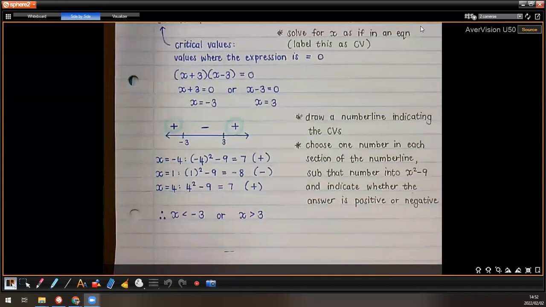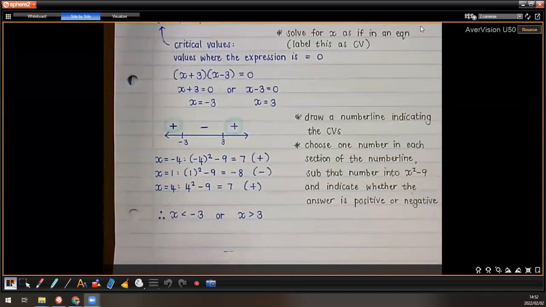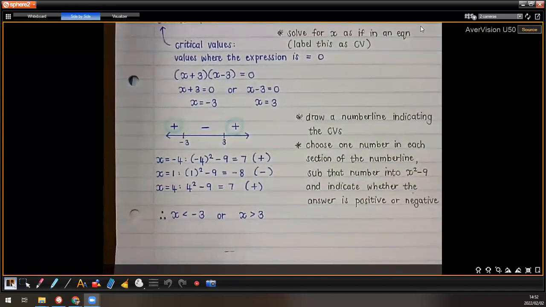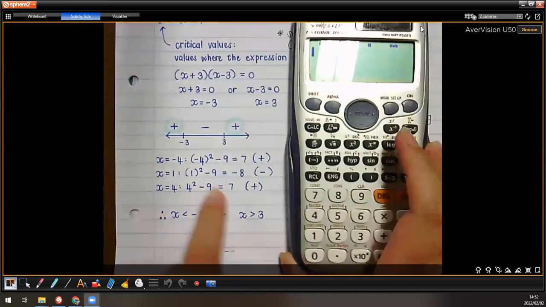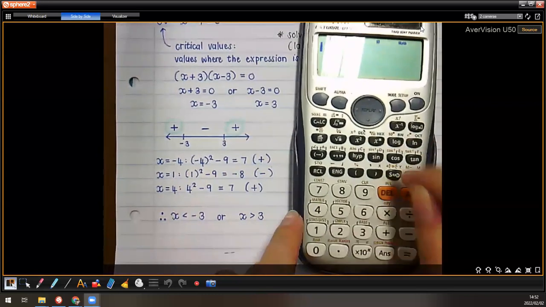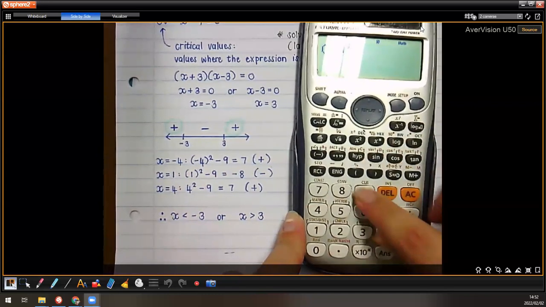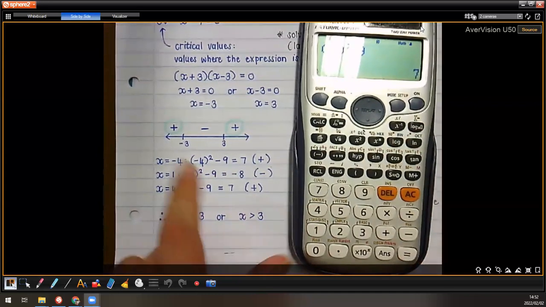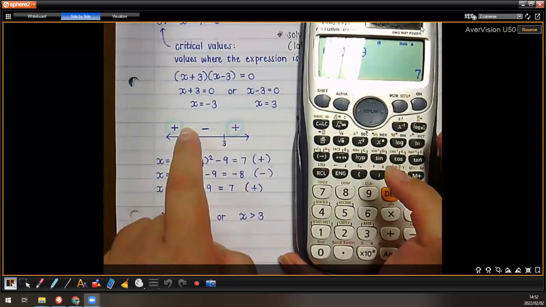You can just use the calculator for that. And again, you can just use the arrow button to make things easier for us. So say, for example, for your first one, you typed in -4 squared minus 9, right? -4 squared minus 9, you get your 7, okay, which is positive, so you just put your plus there.